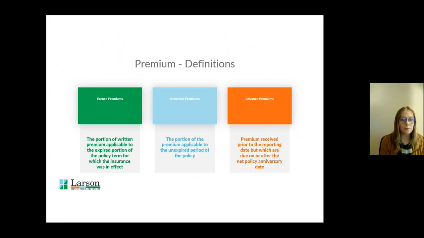Another definition, so earned premium. This is similar to earned revenue, so a portion of the written premium applicable to the expired portion of the policy term for which the insurance was in effect. So actual earned premium for the year. Unearned premium, similar to unearned revenue, is the portion of the premium applicable to the unexpired period of the policy. Then there's advanced premiums, or similar to advanced revenue, premium received prior to the reporting date, but which are due on or after the net policy anniversary date.